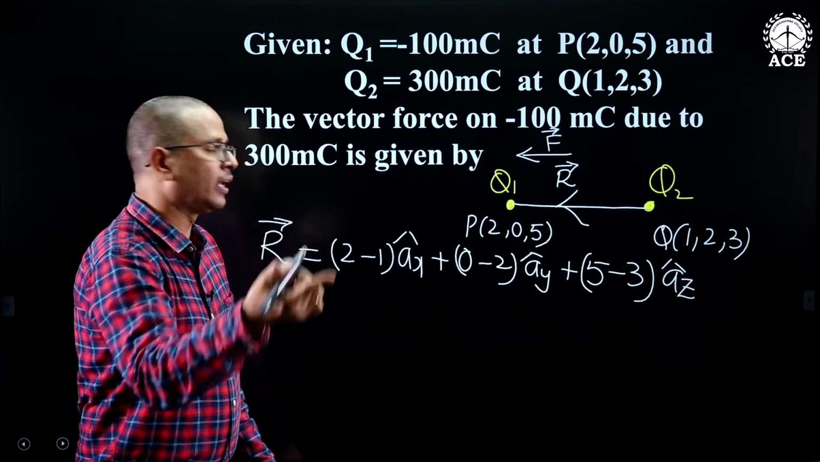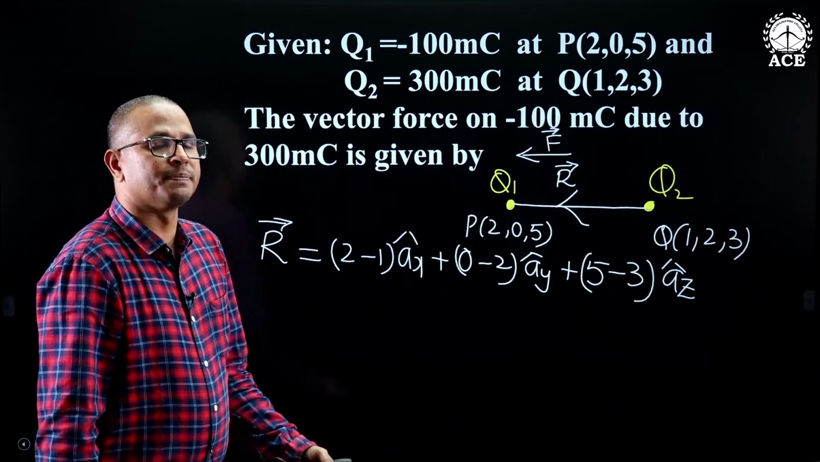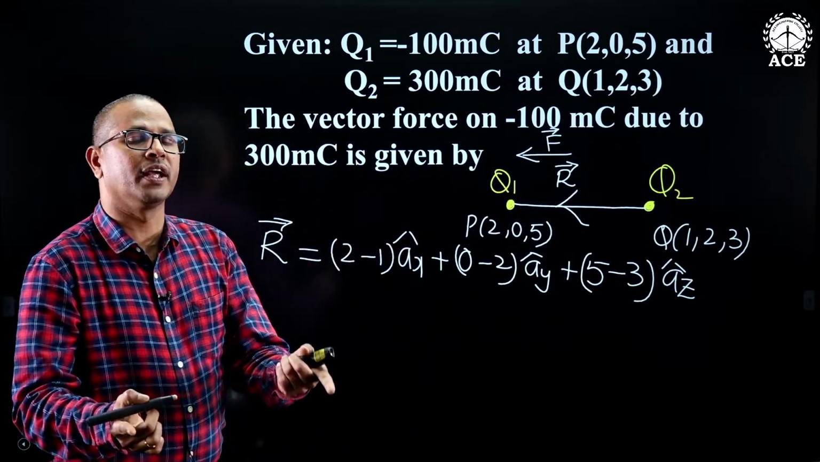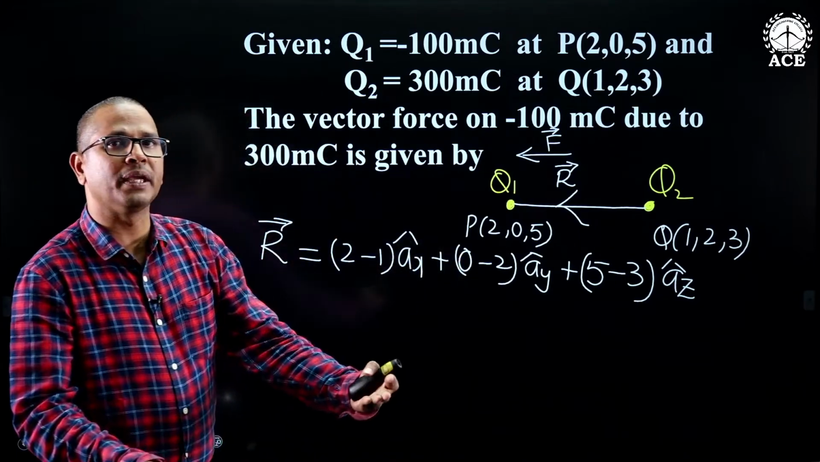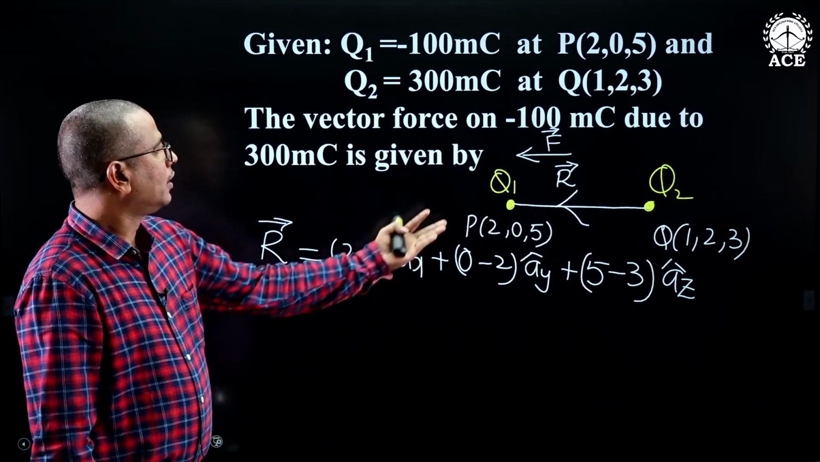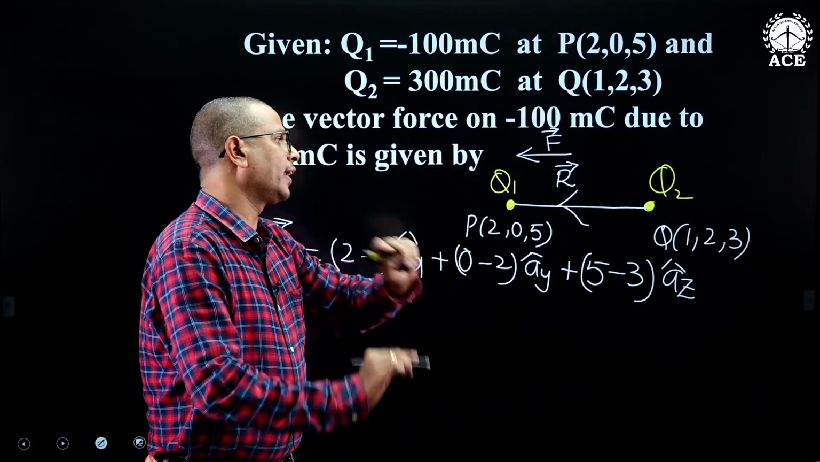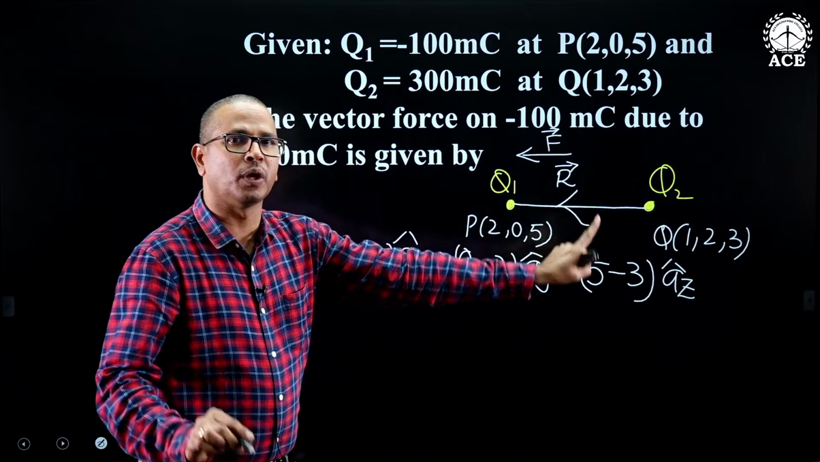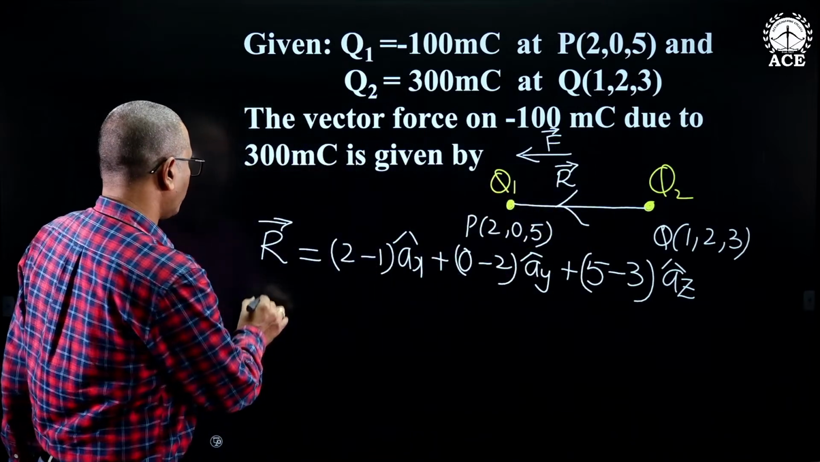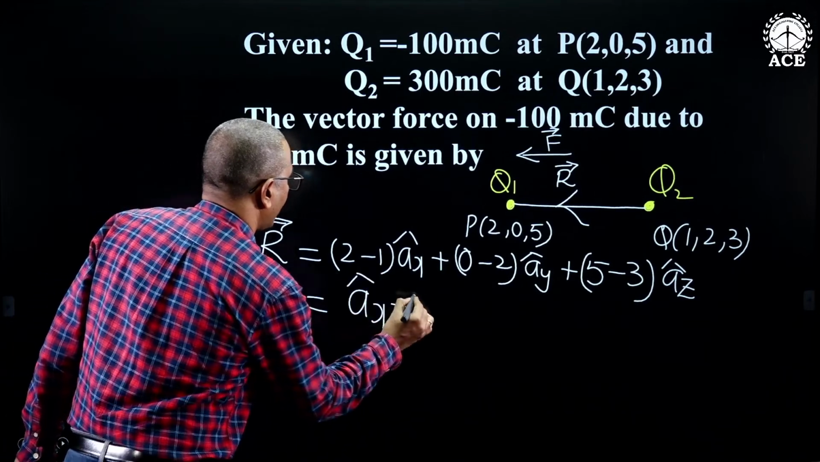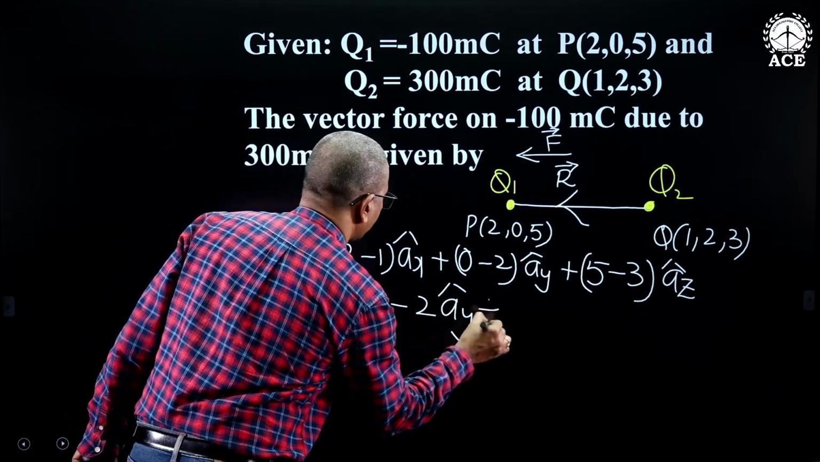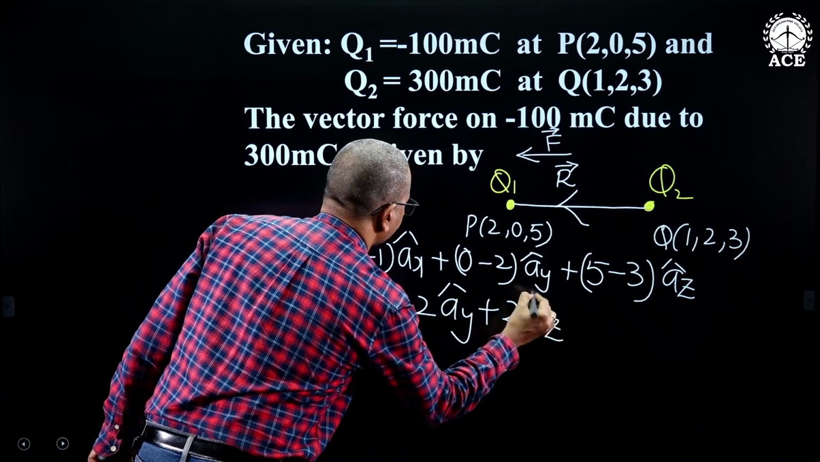But you might have seen in your intermediate that for displacement from A to B, you took OB minus OA, where OA and OB are position vectors of A and B. Here we need not take position vectors. Directly you can take P minus Q along with unit vectors. Then R bar here is AX cap minus 2 AY cap plus 2 AZ cap.